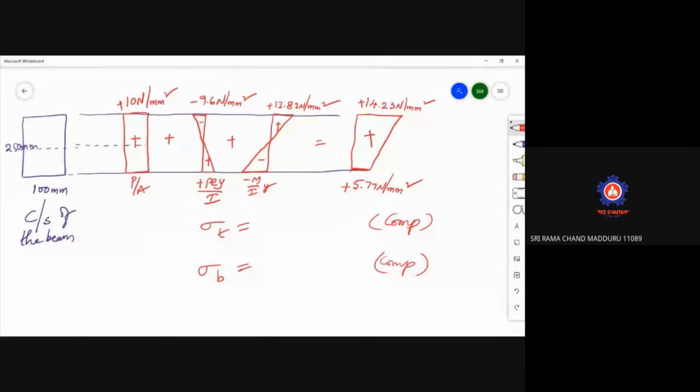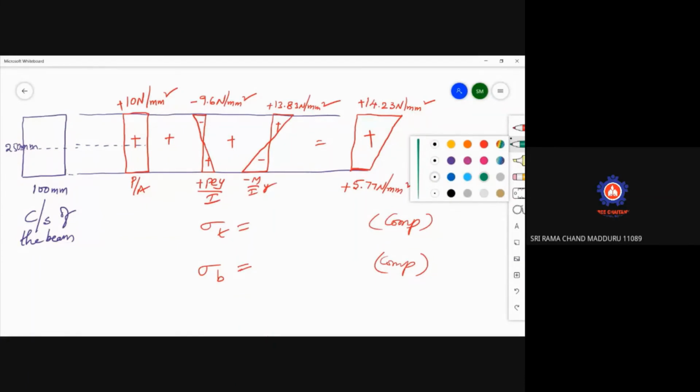Now in this, what is the second bit they are asking? The first bit is completed, the calculation of the resultant stresses is completed, but the second bit is: find the magnitude of the pre-stressing force with an eccentricity of 40 mm. So this is very, very important here. What they are asking is to calculate the magnitude of the pre-stressing force.